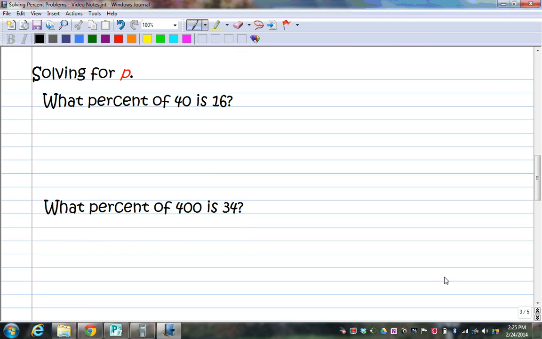Here, solving for P. What percent of 40 is 16? Now, I'm saying that we're solving for our percent here, but if you don't know, it starts out by saying what percent. So right there, that's P of 40. Of 40, so out of 40, there's our whole, the B, and "is 16," there's our A. We would set this up as P over 100 is equal to 16 over 40. Again, I'm going to multiply the variable part first. 40 times P, or P times 40, will give me 40P. And 100 times 16, again multiplying diagonally here, is 1600.